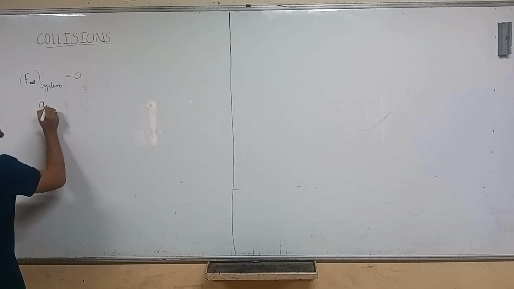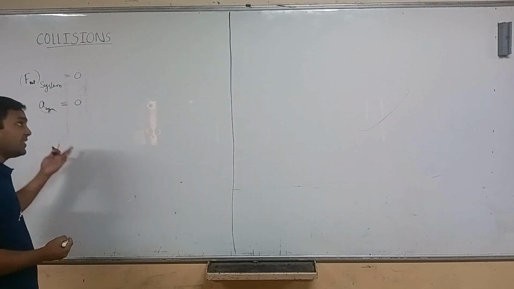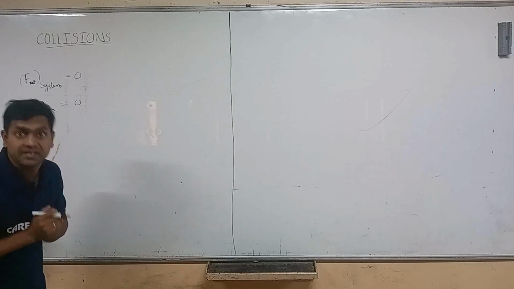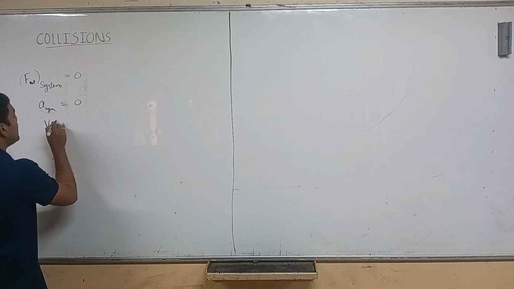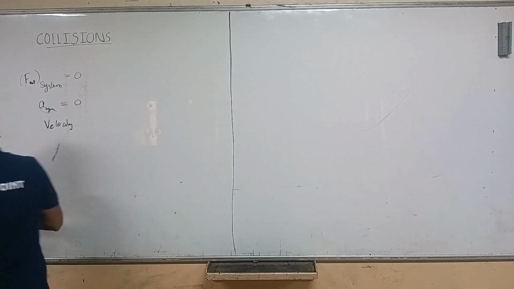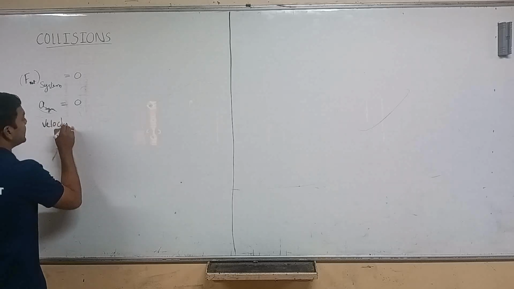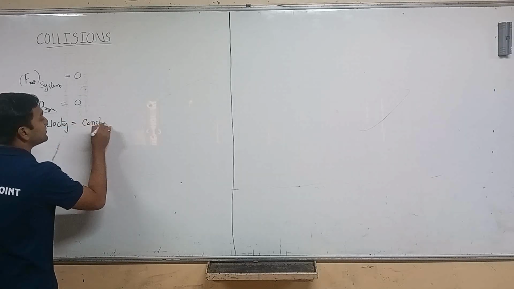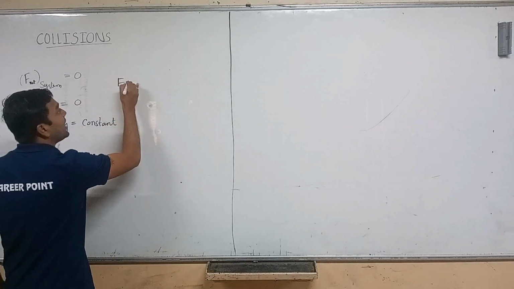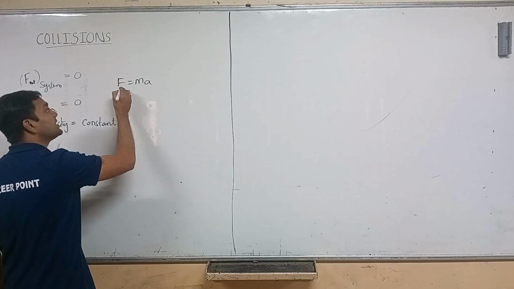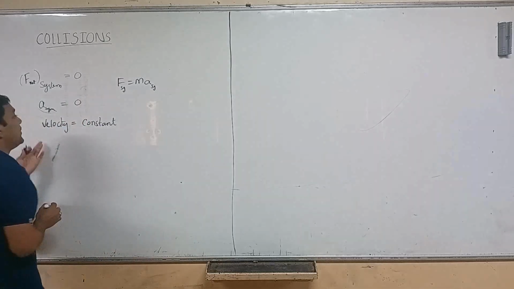That means the acceleration of the system is equal to 0. When the acceleration is equal to 0, that means the velocity will be constant. So how did we get this? By taking F equals ma. Here F is for the system and the acceleration is also for the system.